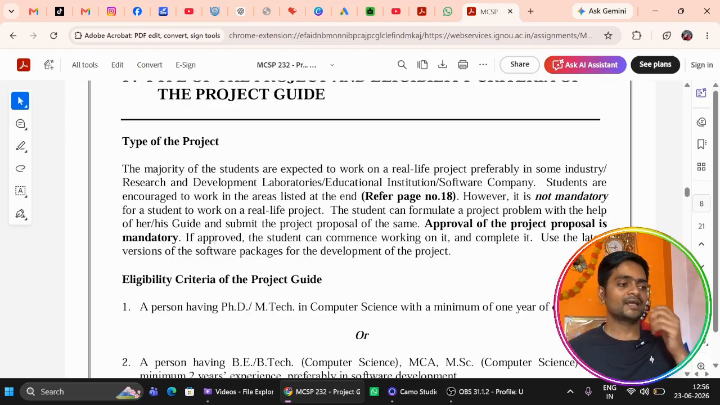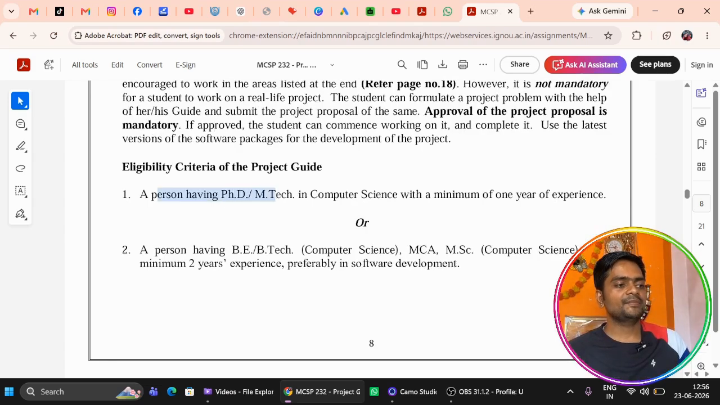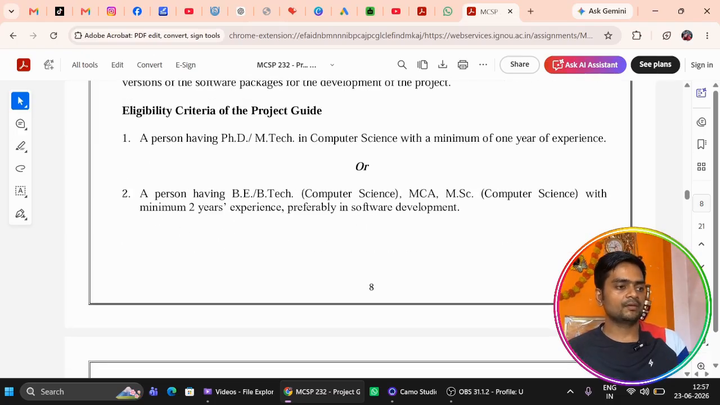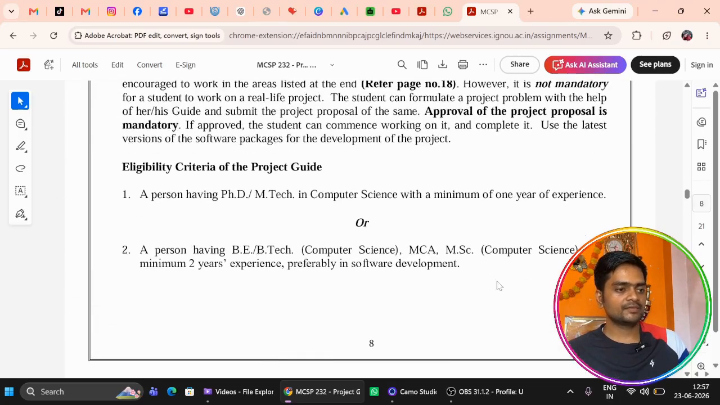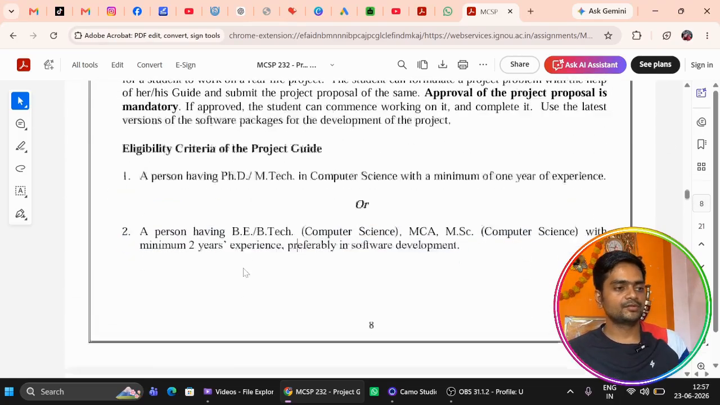Let's come to the eligibility criteria of the project guide. A person having PhD or MTech in computer science with a minimum 1 year of experience. So the first criteria is one should have PhD or MTech in computer science with minimum 1 year of experience. Another, a person having BE or BTech in computer science, MCA or MSc computer science with minimum 2 years of experience, preferably in software development. So these are the two criteria of the guide. Your guide must have this qualification to supervise your project.